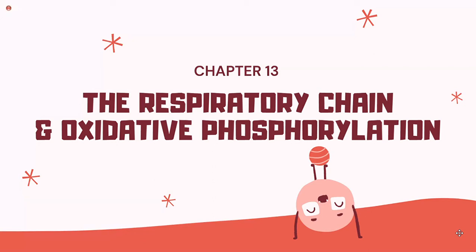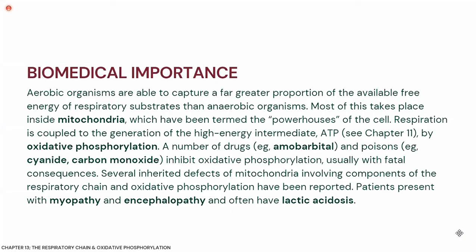Okay, so we have the respiratory chain. This occurs in the mitochondria. Okay, and its main function is to produce ATP. Most of the ATP are formed in the mitochondria. And that is why the mitochondria is known as the powerhouse of the cell. Through a process which we call oxidative phosphorylation.